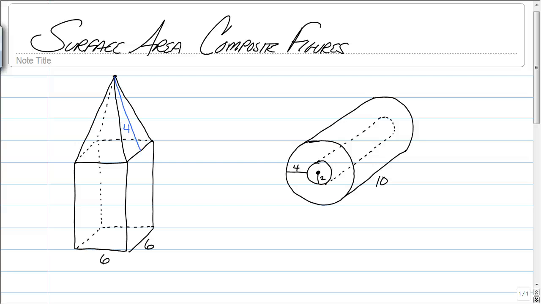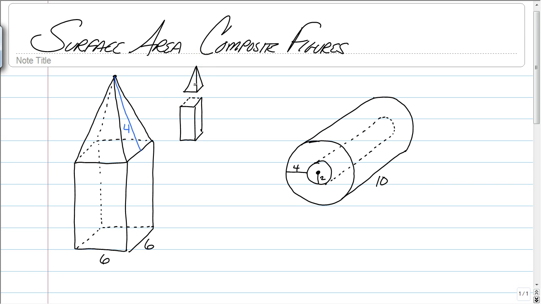All right, here goes a video on composite figures and their surface area. So what we're going to do is talk about two different types of composite figures here. The first one is a stat question. And basically what we're going to do is take a prism and glue a pyramid right on top of it.